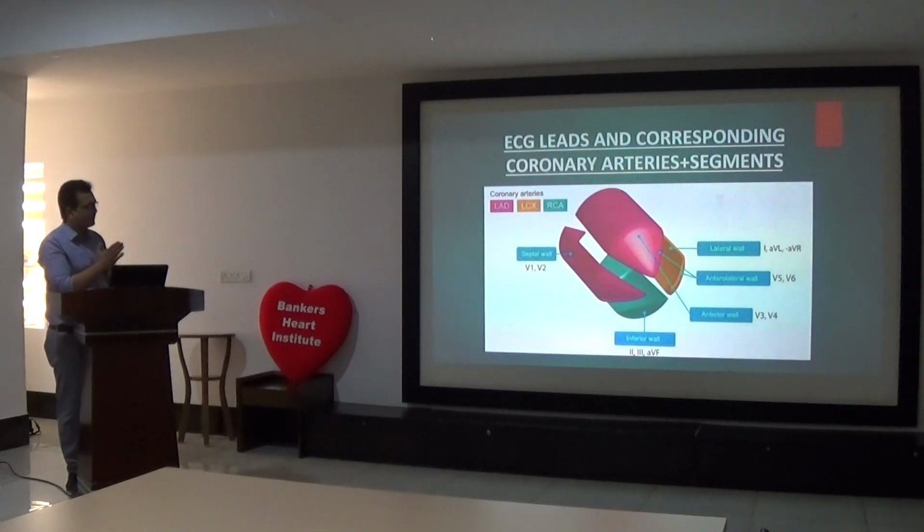This is a pictorial representation of the areas of the heart that are supplied by the coronary arteries. So the one in the maroon color is supplied by the left anterior descending artery. The inferior wall is mostly supplied by the right coronary artery. And the one in the orange color, that is the anterolateral part, is mostly supplied by the left circumflex artery.